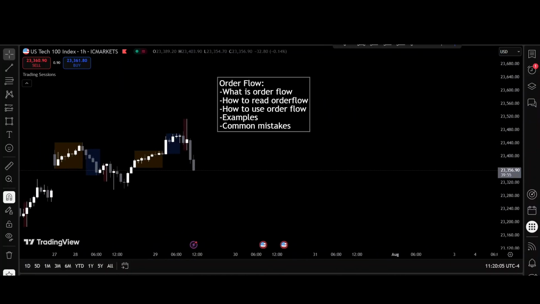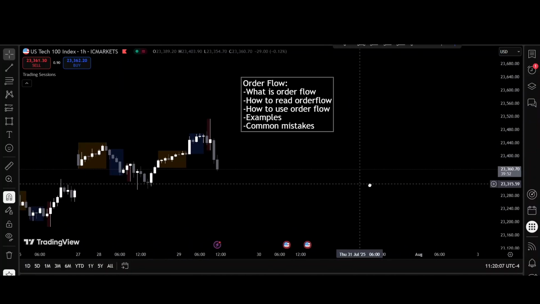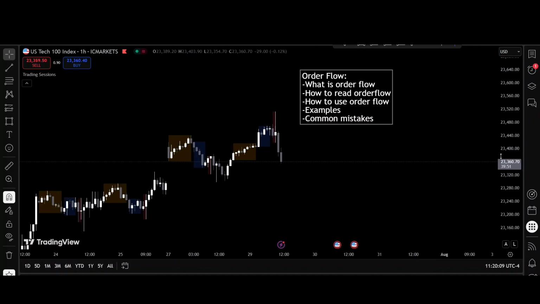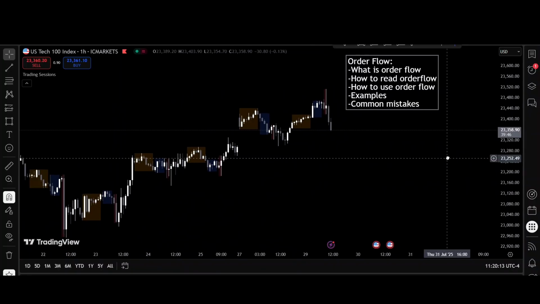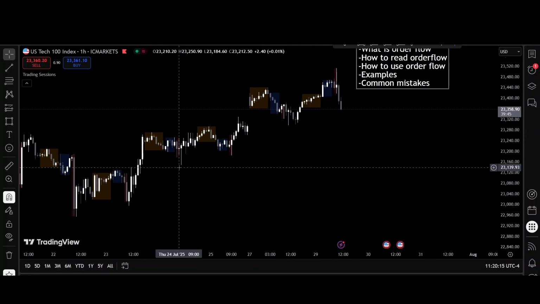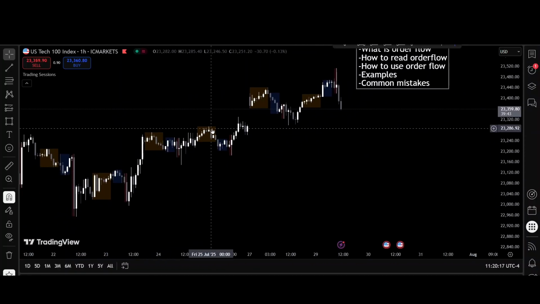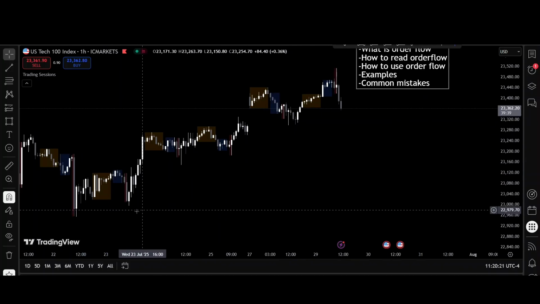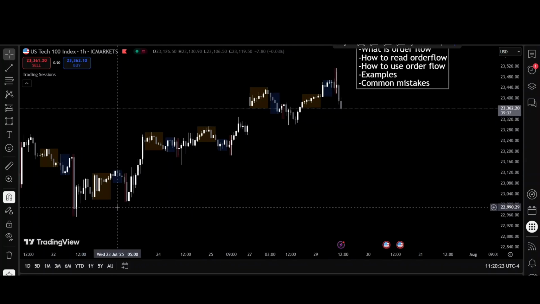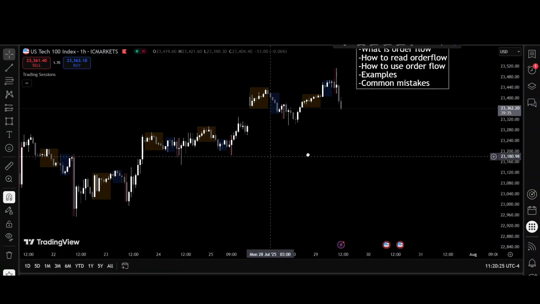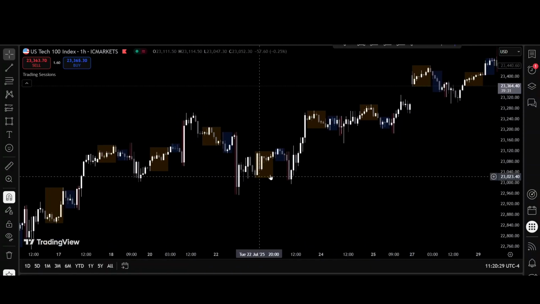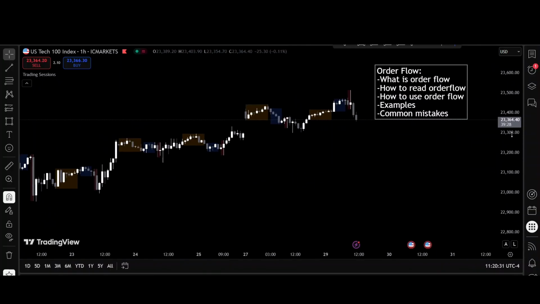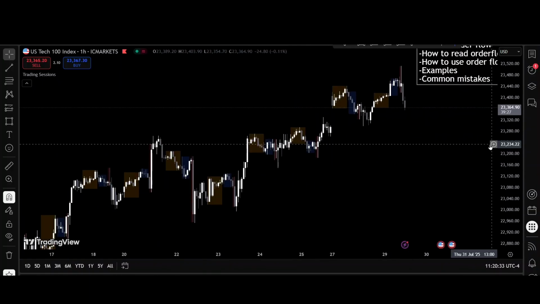So what is order flow? Order flow is just the direction of where price wants to go. As you can tell, you have learned trends, right? Higher high, higher low, higher high, higher low. That's the trend. Where in a bullish trend, that means order flow is bullish. If we were in a bearish trend, order flow is bearish. That's simple. Order flow is just where price is going right now.